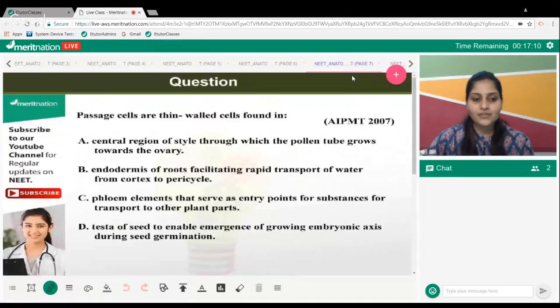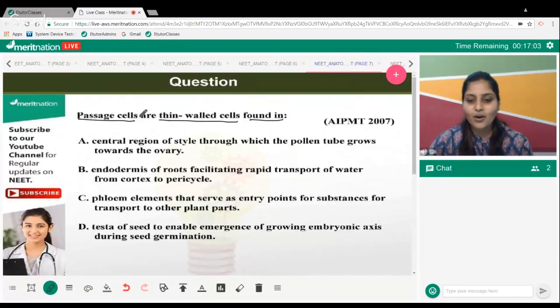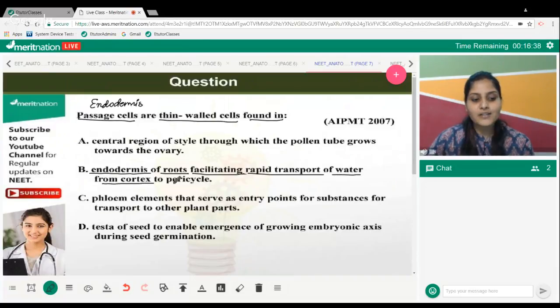Okay, next question quickly. Passage cells are thin-walled cells found in. Now, we know that passage cells will always come across when you are studying a structure called endodermis. Always remember, passage cells are associated with endodermis. So I've given you a hint over here. When you read the options, you'll find option B telling you that endodermis of roots facilitating rapid transport of water from cortex to pericycle.